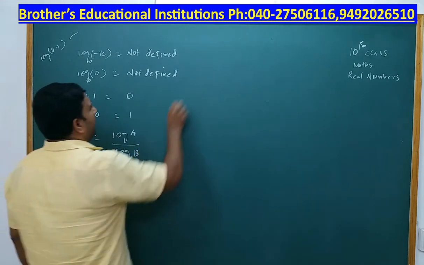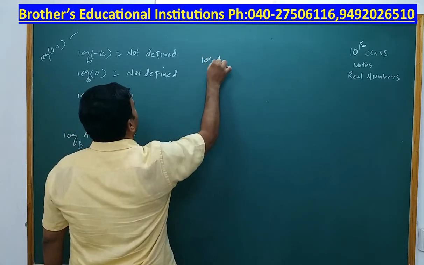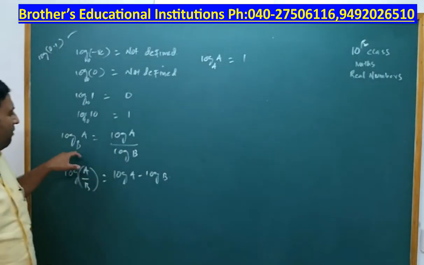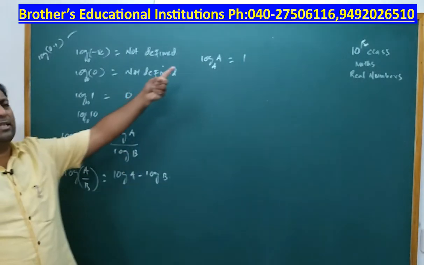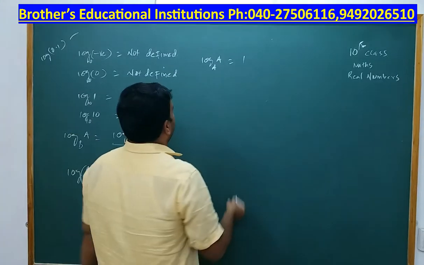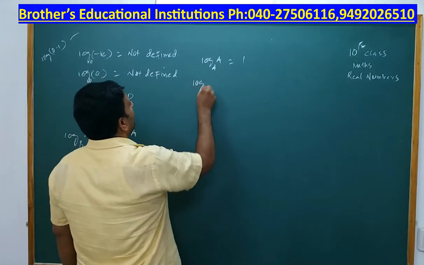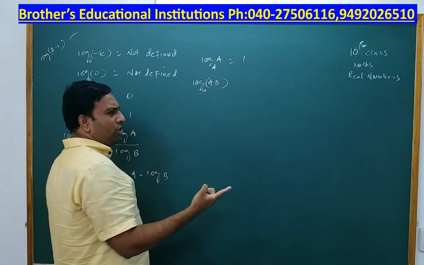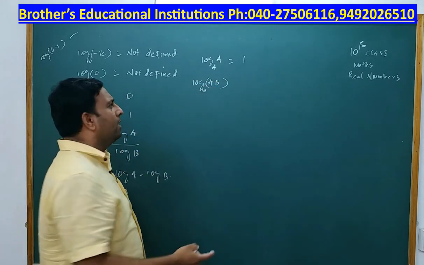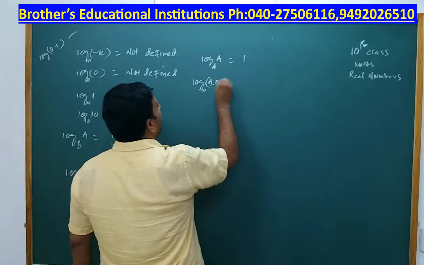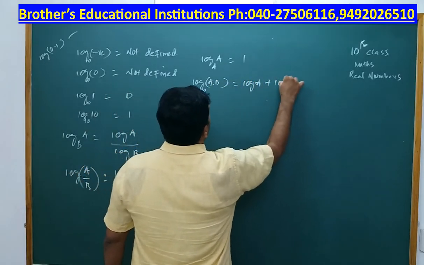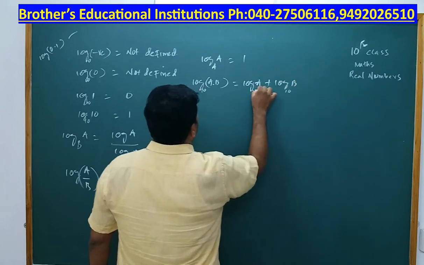Like that, if I write log a to the base a, what will be log a to the base a? 1. Because instead of b you have log a. Log a cancels, the answer is what? 1. So that can also be taken as a formula. Now apart from that, what is log of a into b? By default the base is 10. If it is not mentioned, you will always take the base as 10. So what is log of a into b? Log of a into b is log a plus log b. By default the base will be 10 here.